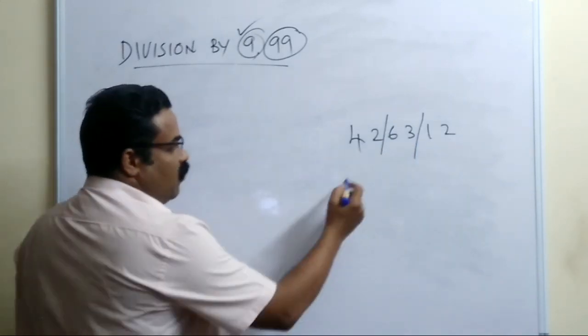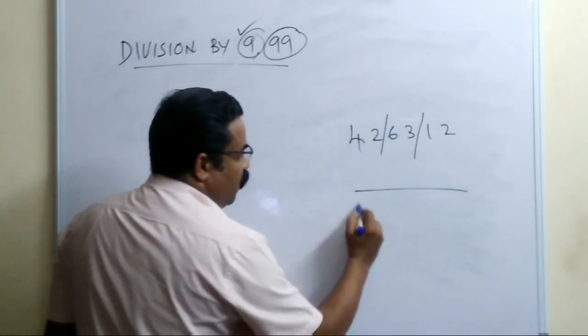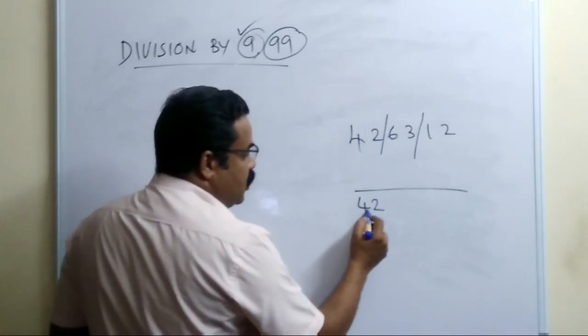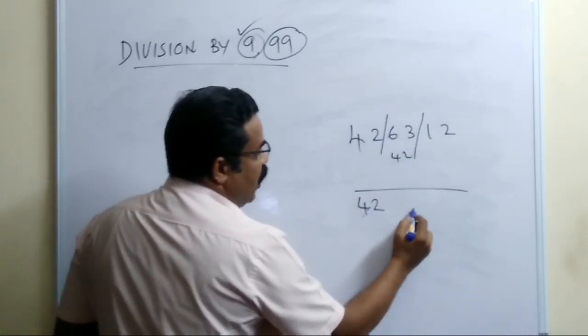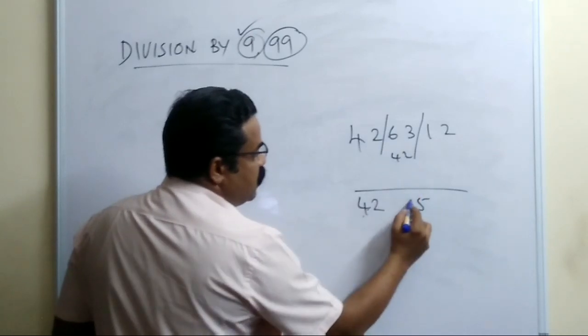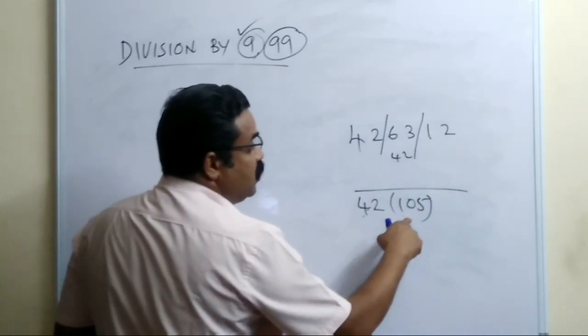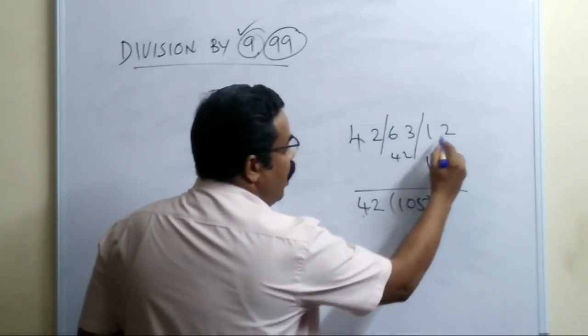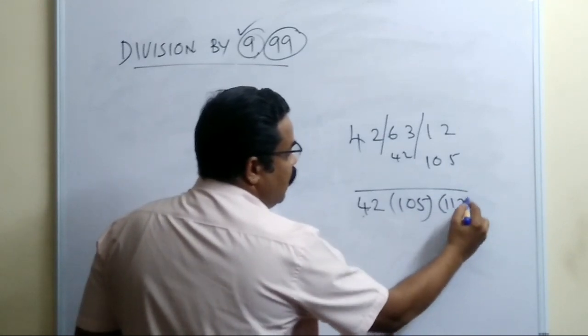Now the first thing I have to do is take this 42 down. Then again this 42 I will be adding here. So I will get 105 and this 105 will be added here. So I will get 117.